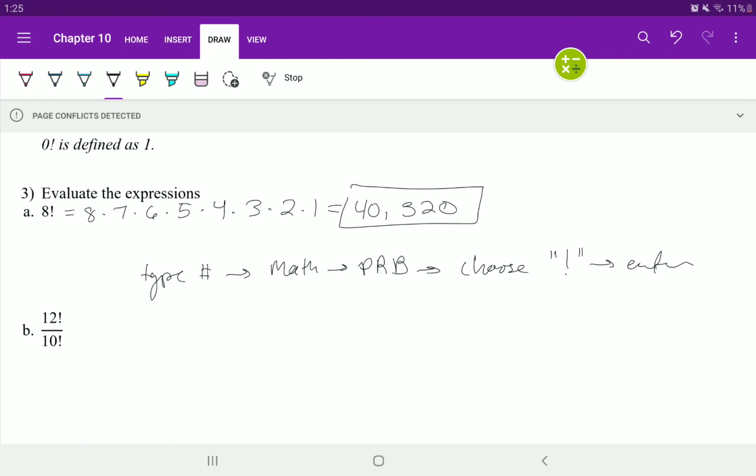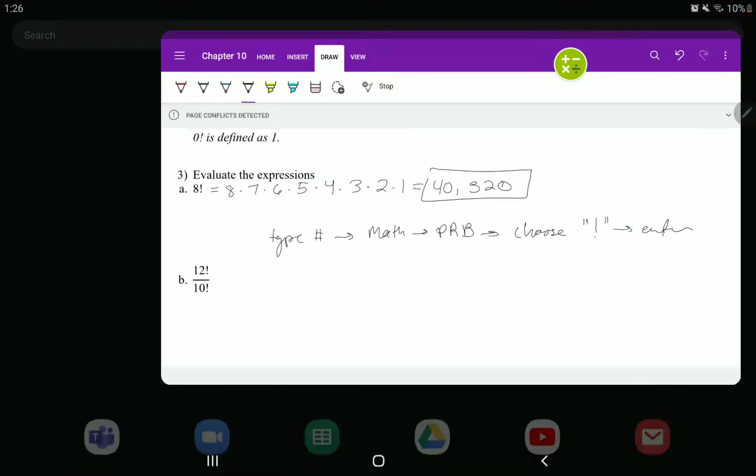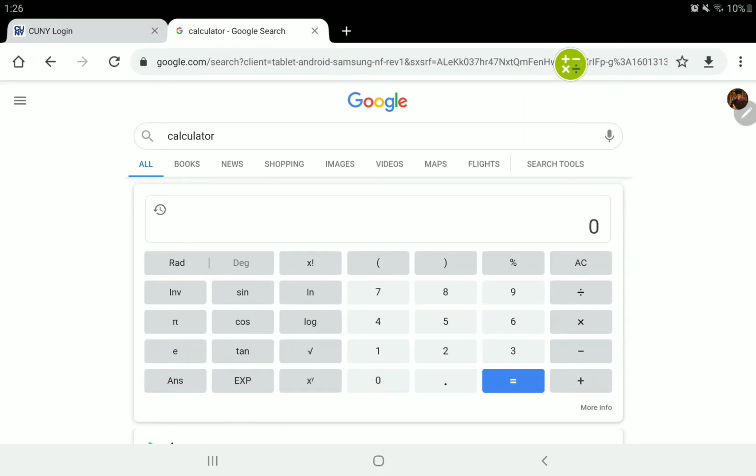I believe if you go on Google as well, on the Google calculator, let's do that real quick. You can go here, click 8, the factorial is on the top, hit enter, get your answer. So there's many different ways to compute a factorial than just doing 8 times 7 times 6 times 5 times 4, leaving it as that.